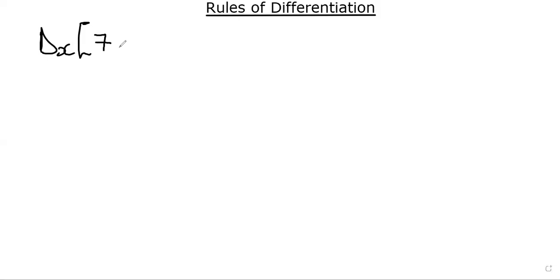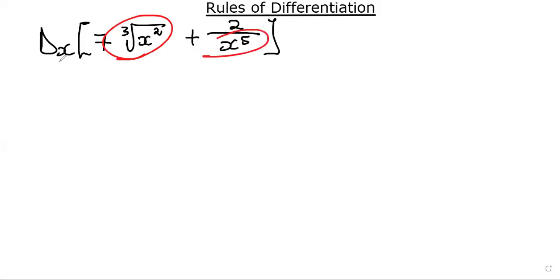So here you have 7 times the cube root of x squared. And this is added to 2 over x to the power 5. So we need to differentiate this. Well, here we can see we have 2 problems. We have a root sign, and the variable we are differentiating with respect to is in the denominator.